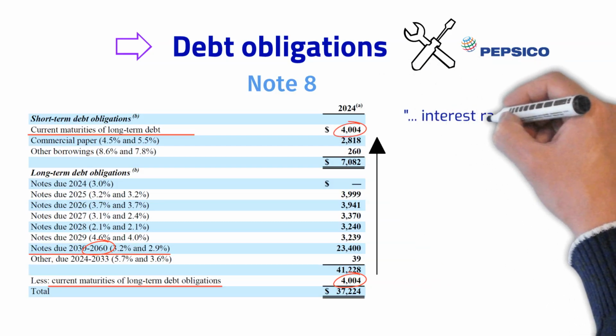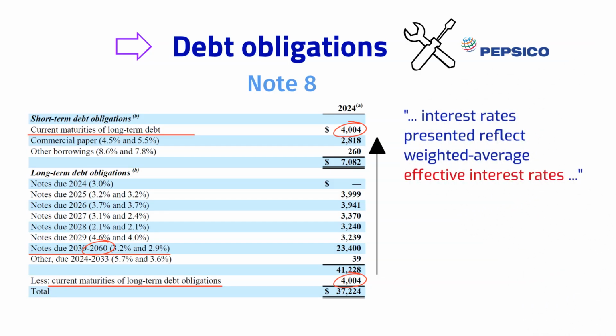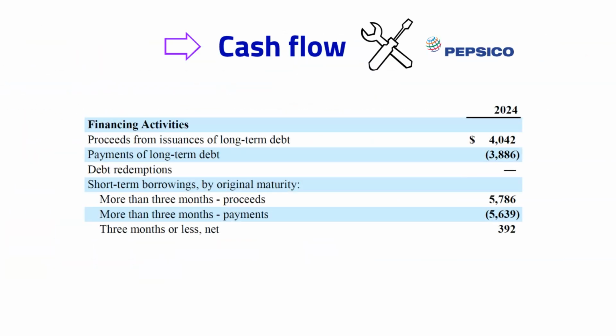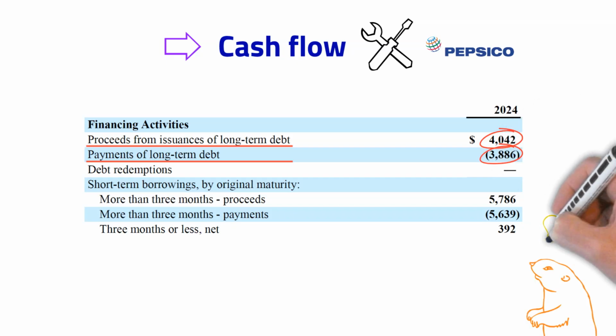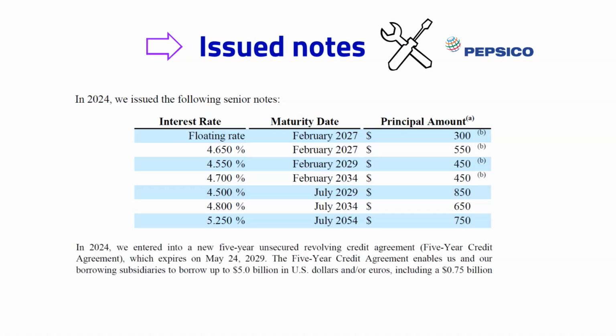Again, as in Unilever, footnote B states that the interest rates presented reflect weighted average effective interest rates. During 2024, PepsiCo issued about $4 billion of new long-term debt and repaid nearly 3.9 billion of existing borrowings, which is shown in the cash flow from financing activities. On page 99, there is a split of issued notes with the maturity and interest rates. In addition, on this page, PepsiCo provides further information on debt.